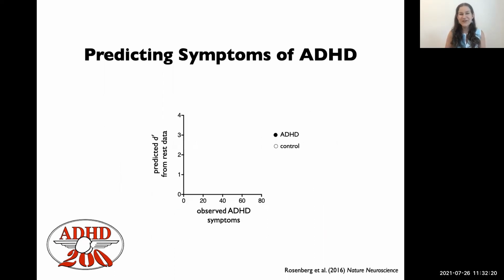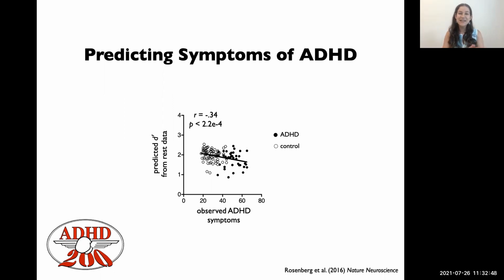So what I'm showing you here on the x-axis is observed ADHD symptoms. Higher scores represent more frequent or more severe ADHD symptoms. And on the y-axis is predicted sustained attention task performance. As you can see, we see the expected negative relationship, such that when a child has frequent or severe ADHD symptoms, the model actually predicts that that child would perform worse on the attention task.